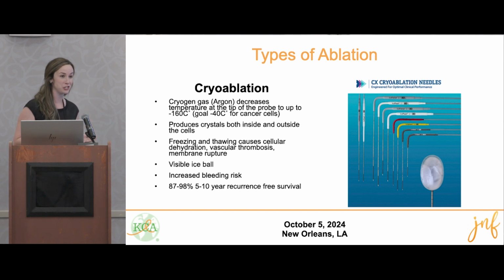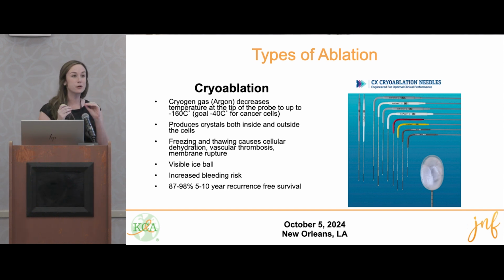So cryoablation uses pressurized argon gas to decrease the temperature of these probes that we put into the renal cancer. We can get them as cold as 160 degrees Celsius, but really we only need to get to about -20 to -40 degrees Celsius to kill the cancer cells. What it does is it causes ice crystals to form both inside and outside of those cancer cells.